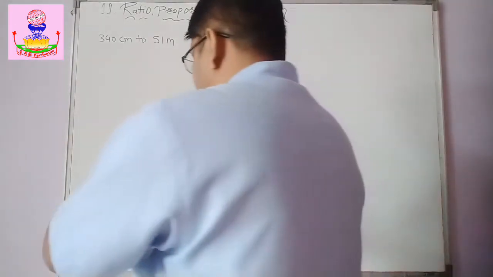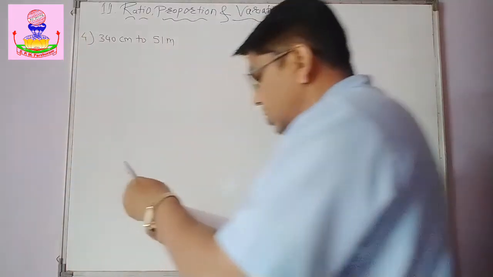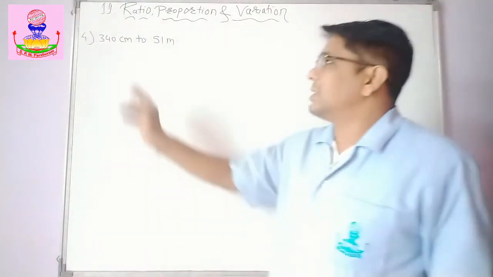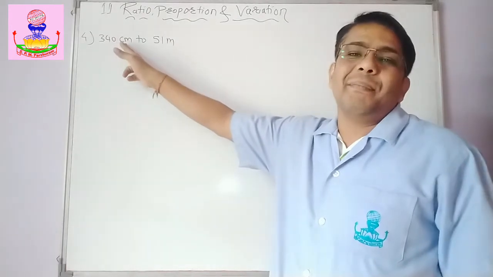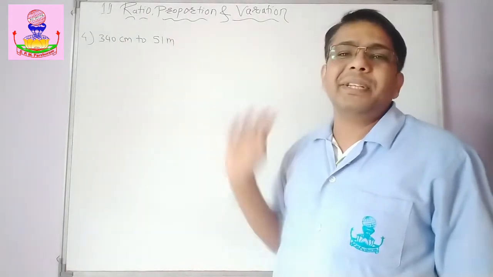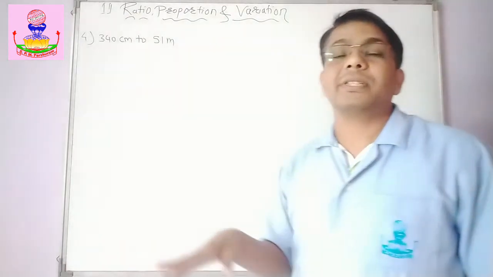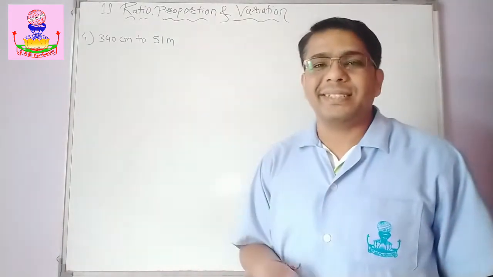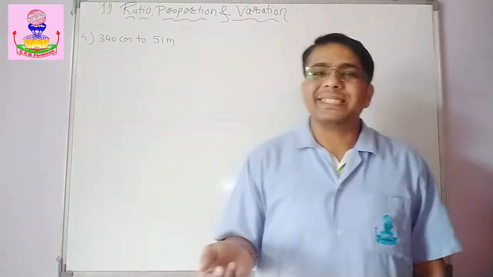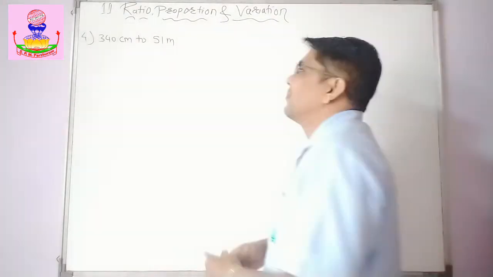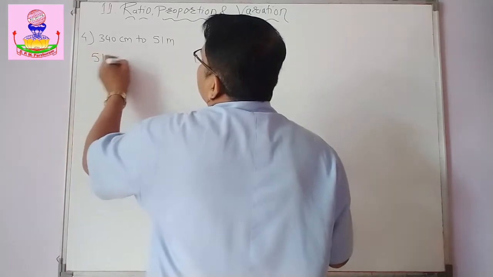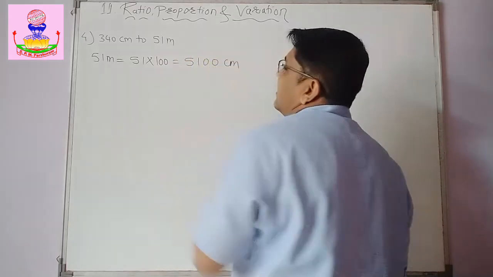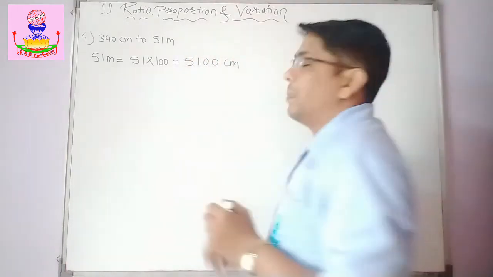Now see the fourth example. What is the ratio of 340 centimeters to 51 meters in its lowest form? Now first thing, both are lengths, no doubt, but centimeters and meters. Either you convert centimeters to meters or you convert meters to centimeters. What is easy? Exactly. Converting meters to centimeters is easy. And I know 1 meter is equal to how many centimeters? Yes, 100 centimeters. So 51 meters is equal to 51 into 100, so 5100 centimeters.